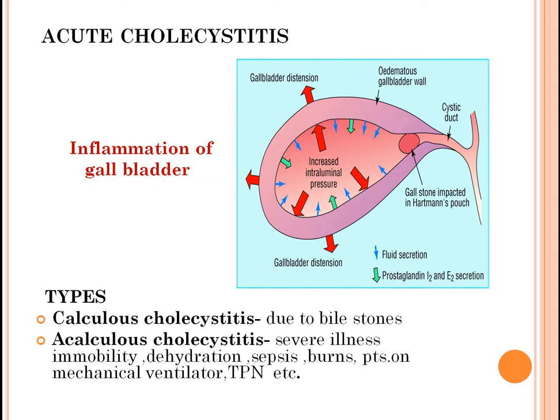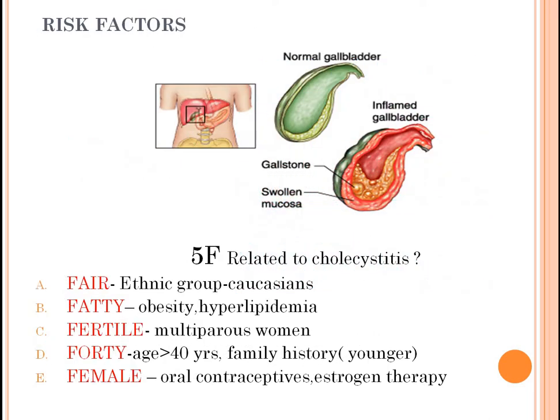It can be due to acalculus causes, such as sepsis, burns, patients on a mechanical ventilator, and patients receiving TPN, total parenteral nutrition, for a long duration, which puts the patient at risk for acalculous cholecystitis. We all have heard about the 5 Fs: fair, fatty, fertile, 40, female. These are at risk for getting cholecystitis. Obesity is a risk because of high cholesterol precipitation. Multiparous pregnant women, because of the influence of estrogen, have increased cholesterol precipitation. Some biochemical changes will occur in the bile, which puts women at risk for getting cholecystitis.